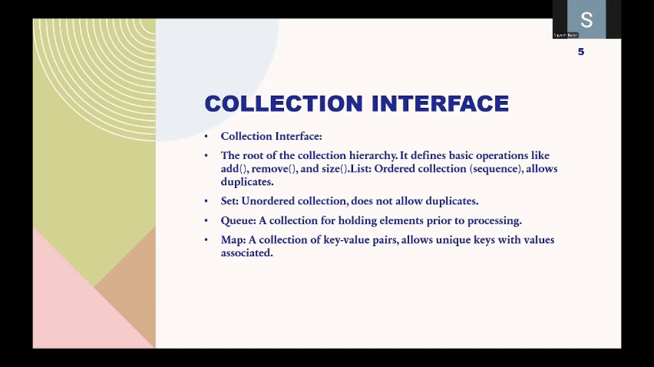Obviously, here I have mentioned queue, but you can also use a stack. But generally, while working with the Spring Boot mechanism, we use queue as it is one of the best ways to handle and hold elements prior to processing. That is the reason why we are using queue. And then the last one is the map. A map is a key value pair. It is actually a collection of key value pairs that allow unique keys with values associated. So this is the basic collection interface that I have talked about.